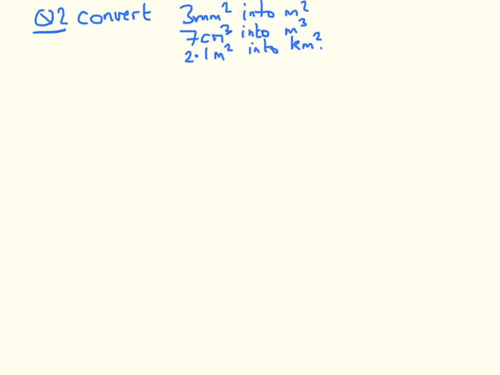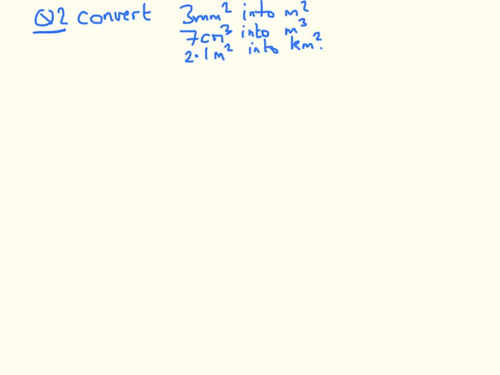So, in this question, we've been asked to convert three quantities written here into these units. So we're going to go from square millimeters to square meters, cubic centimeters to cubic meters, square meters into square kilometers. So let's do them one at a time.